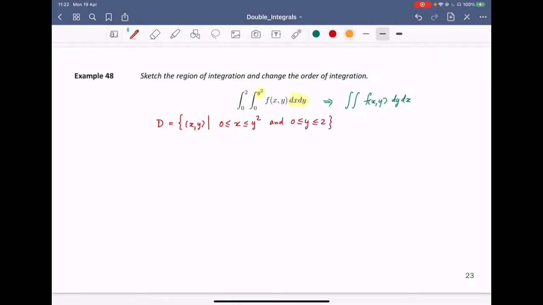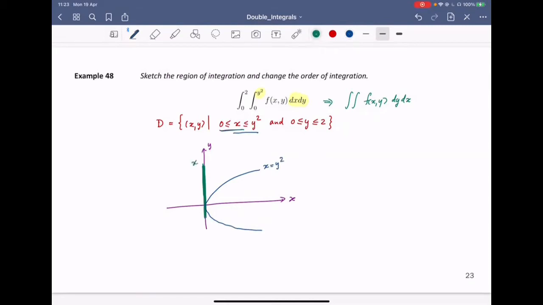We're going to draw a picture first. So let's see here. We have the y-axis and x-axis here. x equal to 0 is simple. It is the y-axis. Just keep in mind that this is x equal to 0. And then another one I have is x equal to y square. How do I draw x equal to y square? Actually it's going to be a parabola, right? This is x equal to y square.